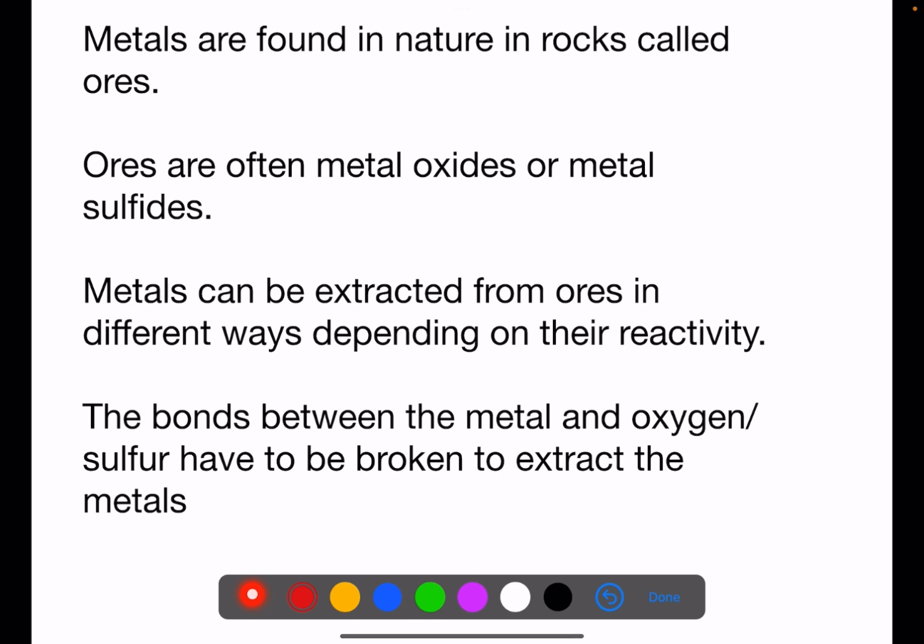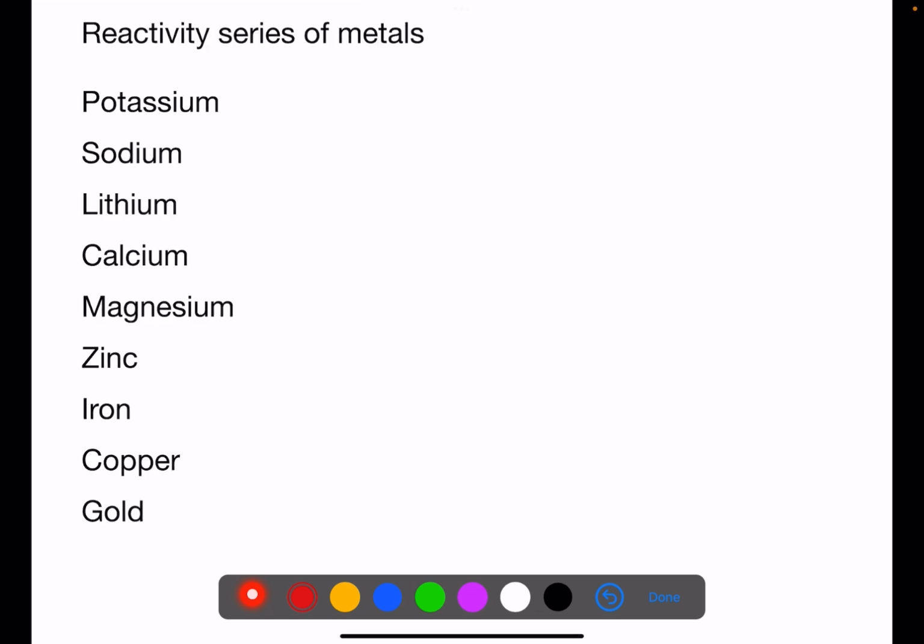Metals are found in nature in rocks that we call ores. Ores often contain things like metal oxides or metal sulfides. The metals can be extracted from the ores in different ways depending on the reactivity. When we extract the metal, we need to break the bonds between the metal and the oxygen. This can take a lot of energy depending on how reactive the metal is. If we go back to our reactivity series, where we have the most reactive metals at the top and least reactive at the bottom.